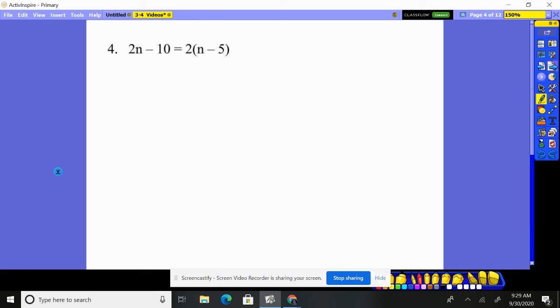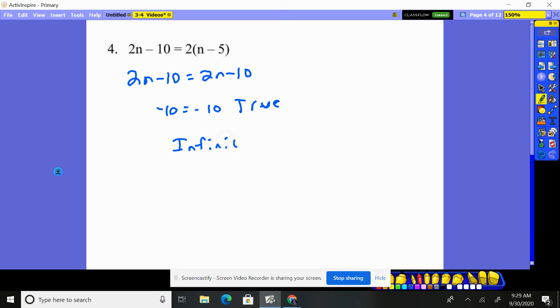Number 4, well, over on the right, I need to distribute. 2n minus 10 equals, distribute through, 2n minus 10. That's always true, isn't it? And again, if you subtract 2n from both sides, you end up getting negative 10 equals negative 10, a true statement. Just like we know 2 times the number minus 10 will always equal 2 times the number minus 10 because it's the same thing. That means there's an infinite number of solutions.